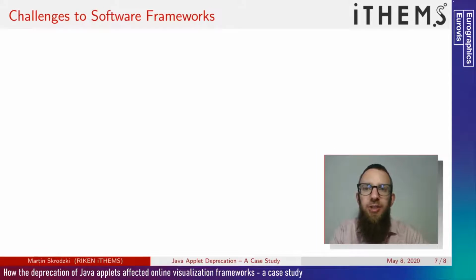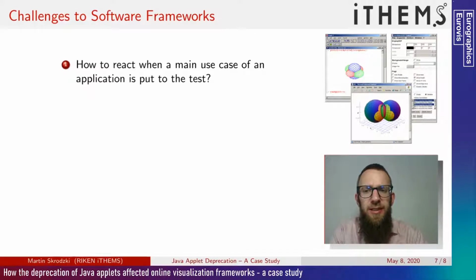Let's now consider some general challenges to software frameworks, which we will consider in the light of our case study of Java View. First, how to react when a main use case of an application is put to the test. In the case of Java View, the deprecation of Java applets made the software framework lose one of its core functionalities, the easy export to web applications. Basically, there was one major question to be answered here.